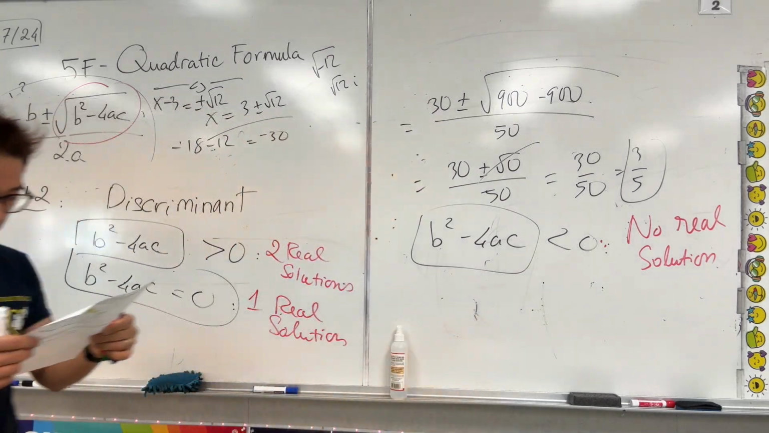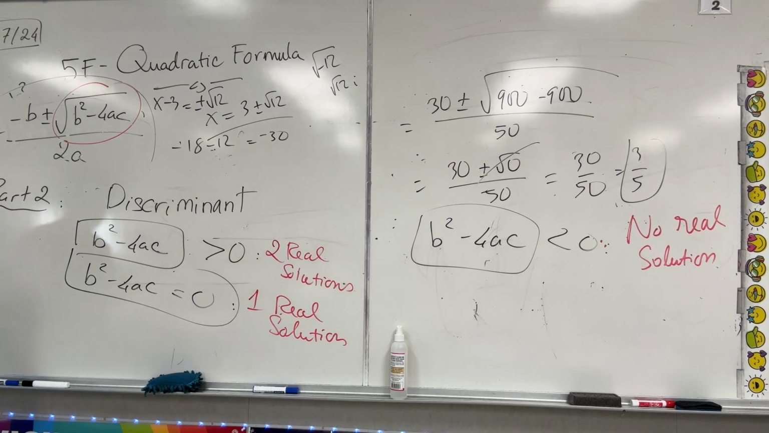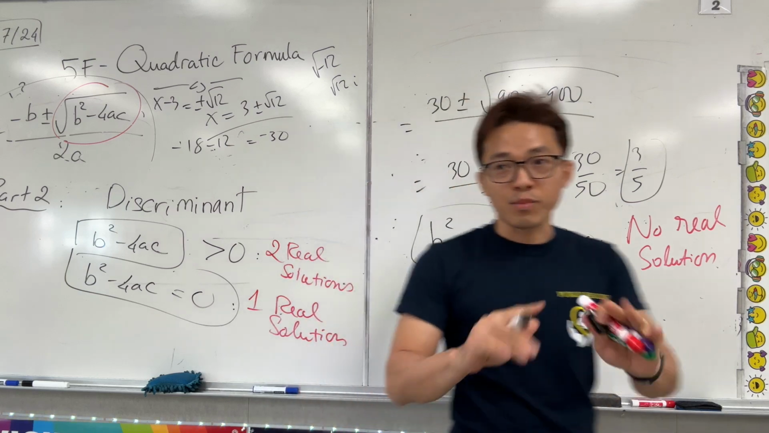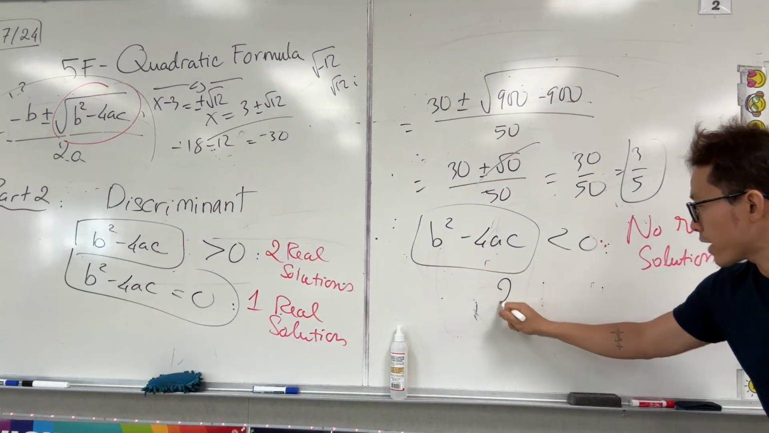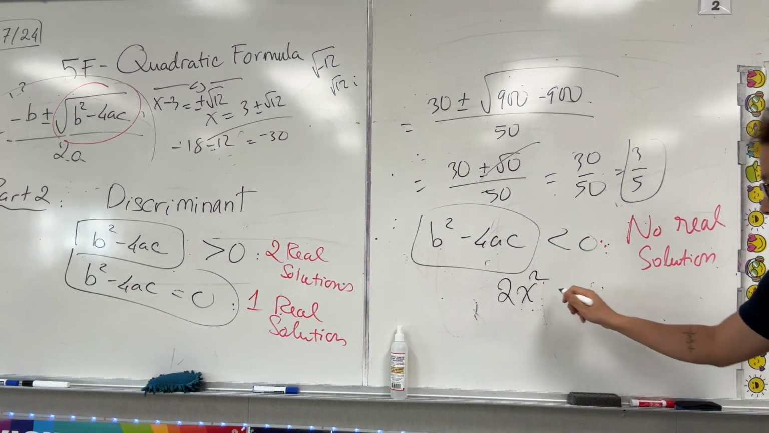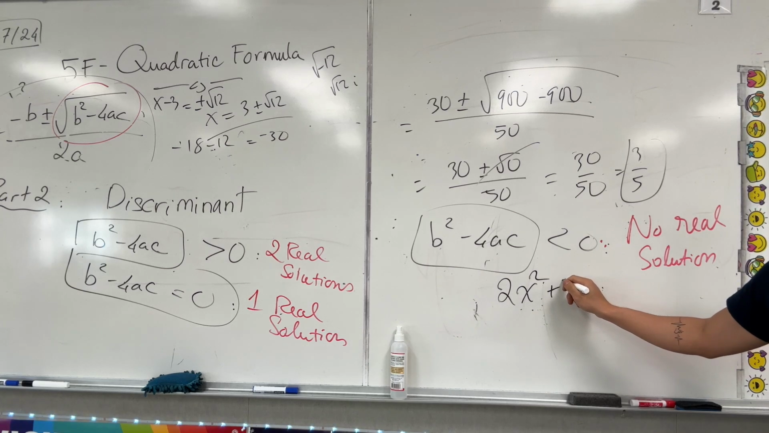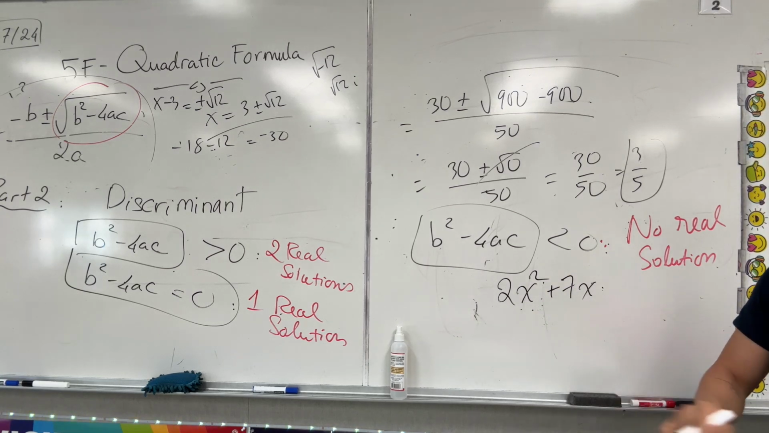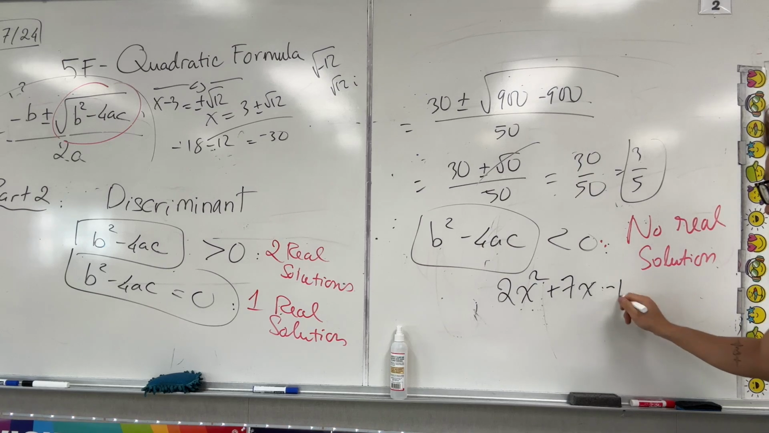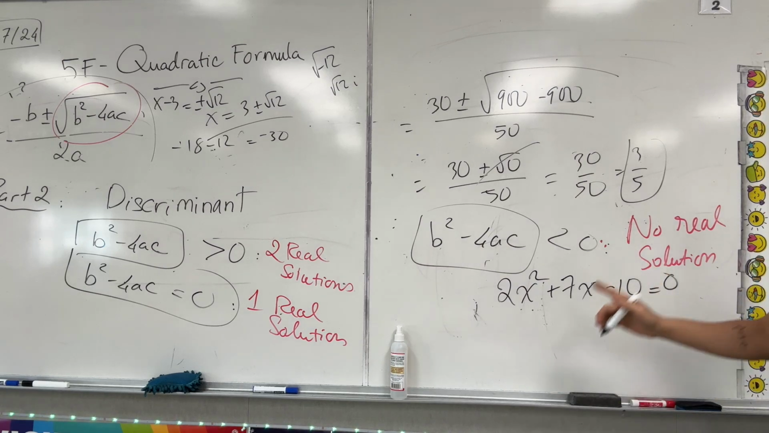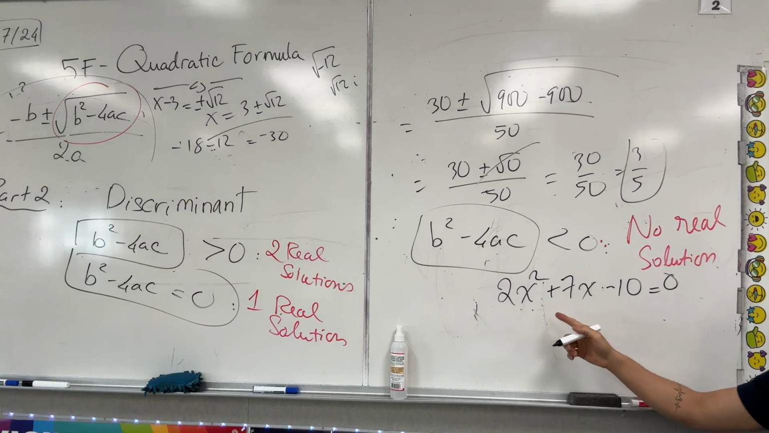Let's pick any. Just give me any number. Any small number. 2x squared, plus 7x, minus 10. Okay, minus 10. All right. So let's just find the discriminant.